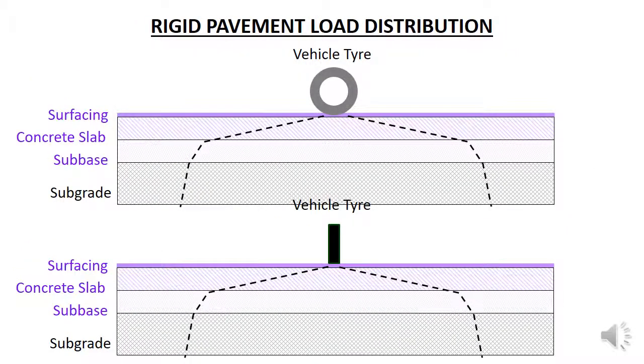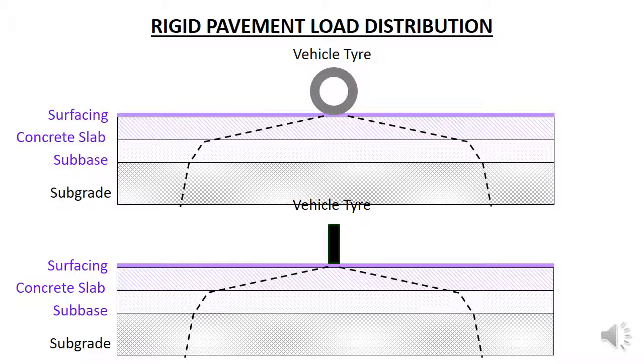This slide shows the simplified load distribution for a rigid pavement. The load is distributed across the concrete slab in two directions, as we saw with the flexible pavement. That is along the line of the road, as shown in the top drawing, and across the width of the road, as shown in the bottom drawing. However, the rigidity of the concrete means that the slab distributes the load over a much wider area.